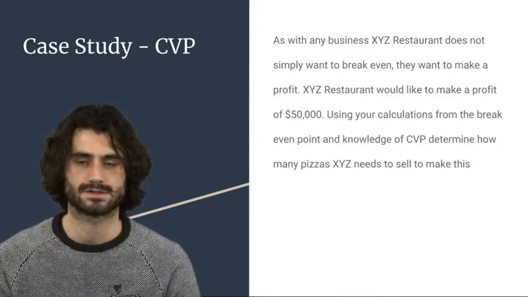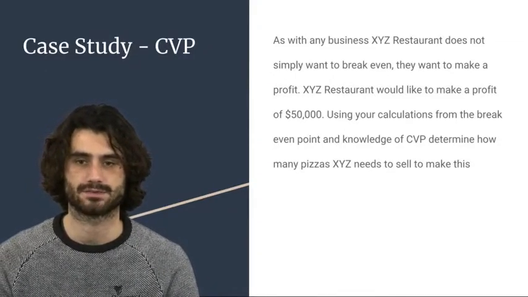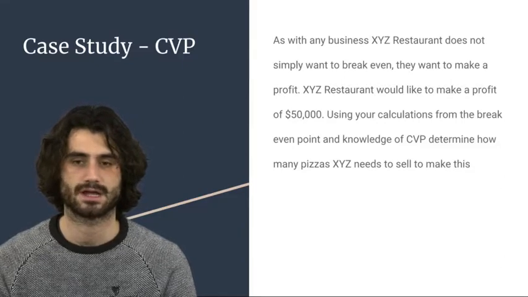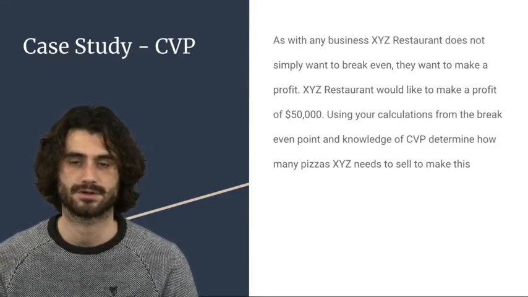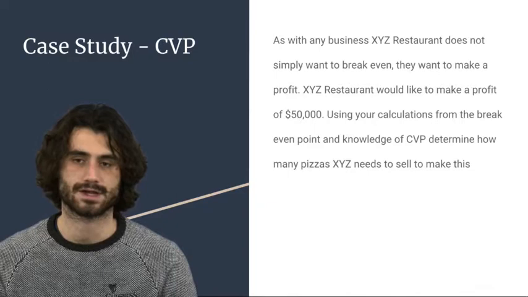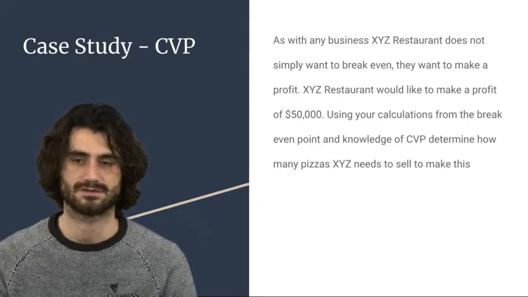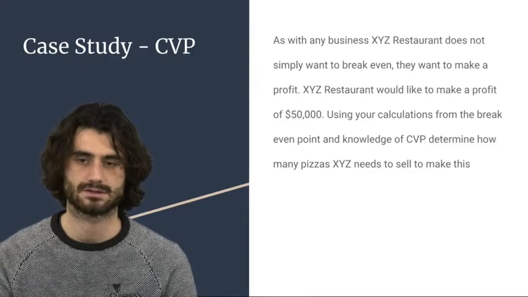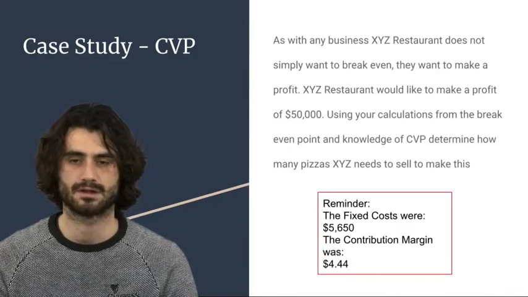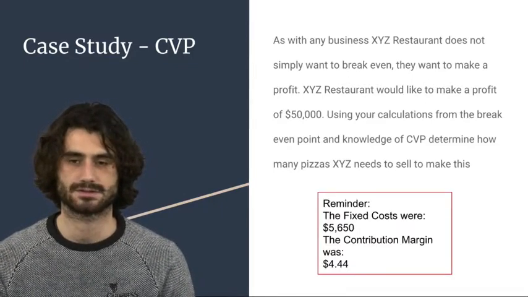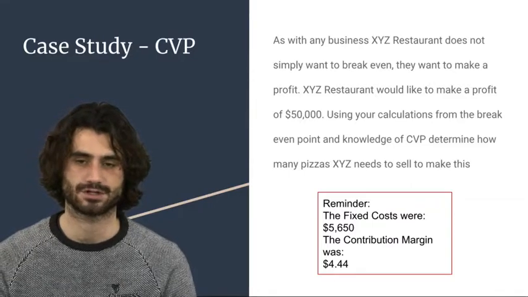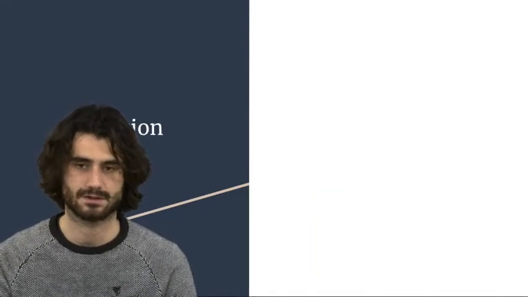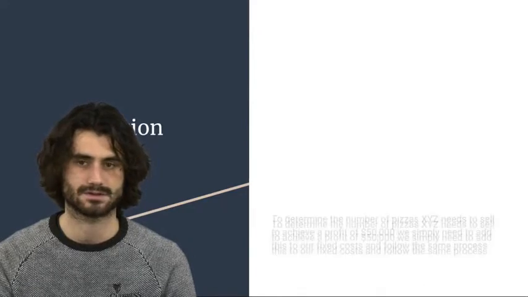Okay, so as with any business, XYZ Restaurant does not simply want to break even, they want to make a profit. XYZ Restaurant would like to make a profit of $50,000. Using your calculations from the break-even point and knowledge of CVP, determine how many pizzas XYZ needs to sell to make this. So just a reminder from the last problem, the fixed costs were $5,650 and the contribution margin was $4.44. So let's see how to solve this.